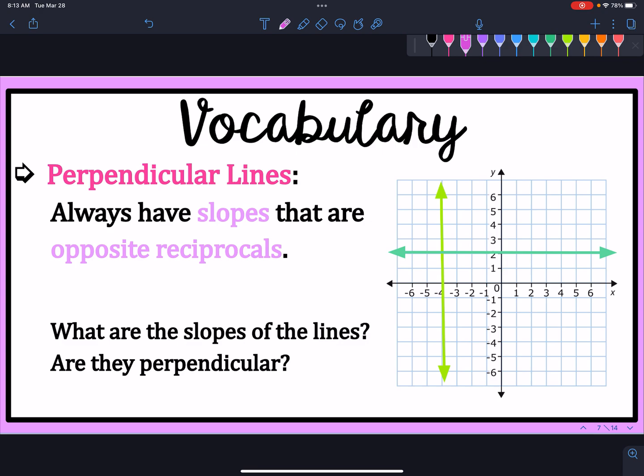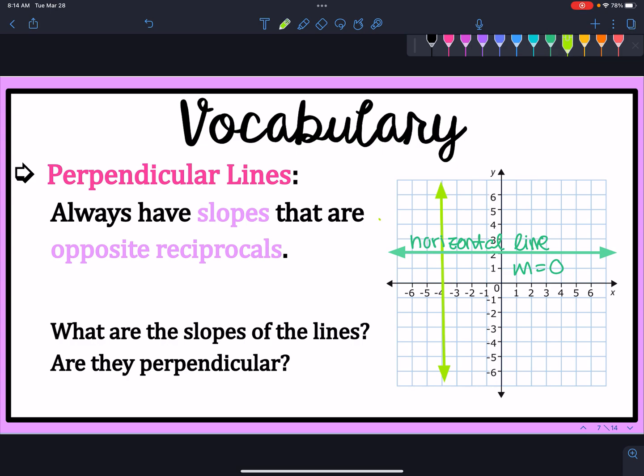So perpendicular lines always have slopes that are opposite reciprocals. Now, on the right, I have a vertical and a horizontal line. I want to talk about those. These are a special case. So for my horizontal line, the slope is equal to 0, okay?